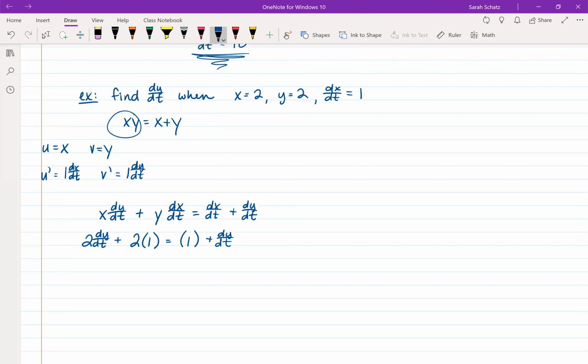I need to get them together on one side and get everything else on the other side. Let's start by subtracting 2 to pull that over. So I'll have 2 dy/dt equals, so this is 1 minus 2, so it'll end up being a negative 1 plus dy/dt. And then let's get this dy/dt over on the other side by subtracting it from both sides.